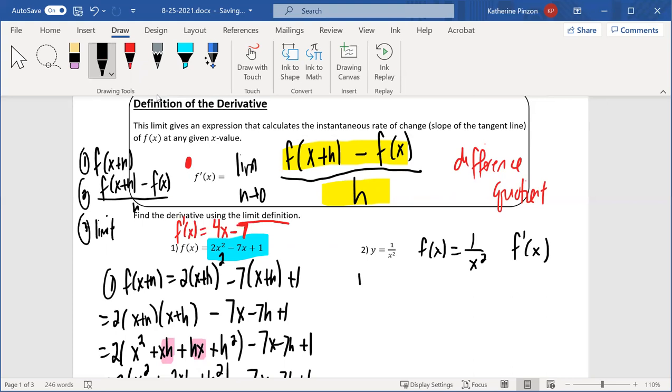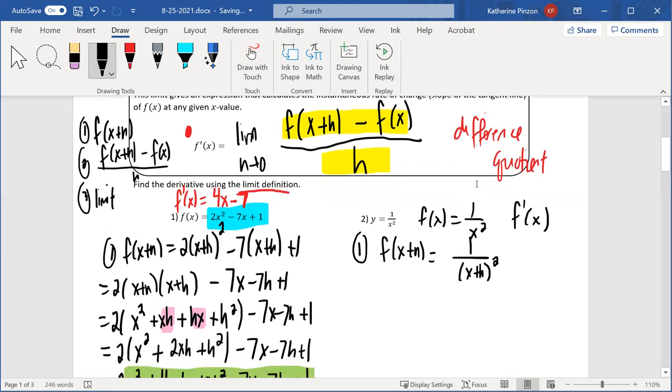How do I start? Yeah, find f of x plus h. Perfect. So 1 over x plus h squared. I'm not going to do anything to that. I'm just going to leave it like 1 over x plus h squared. It doesn't really help me to simplify that at all. So I'm going to leave it just like that.